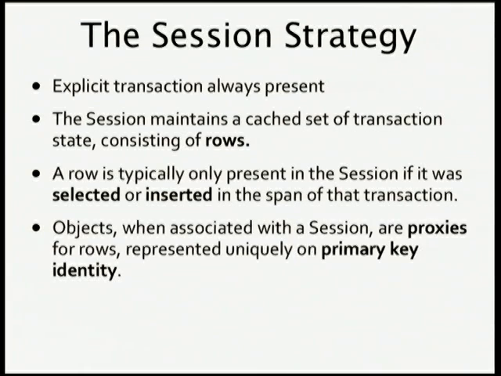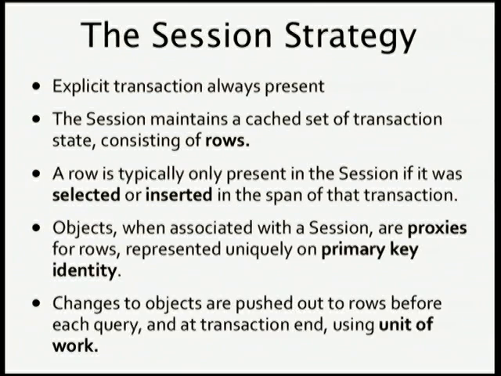And when you have an object like the user object or the address object, when it's associated with a session, the object is considered to be a proxy for that row within the transaction only, represented uniquely on its primary key identity. So this is called the identity map, meaning if you have user ID number 5, there's only one of them in that entire session for that particular row identity. And the fact that they're proxies, we'll see what that means in a moment.